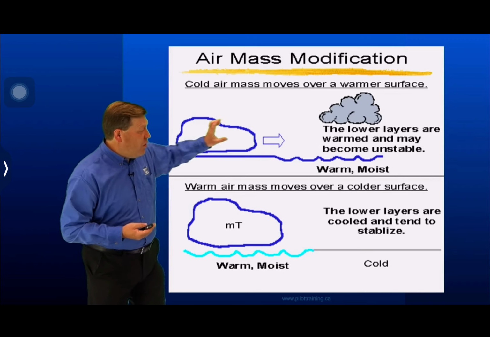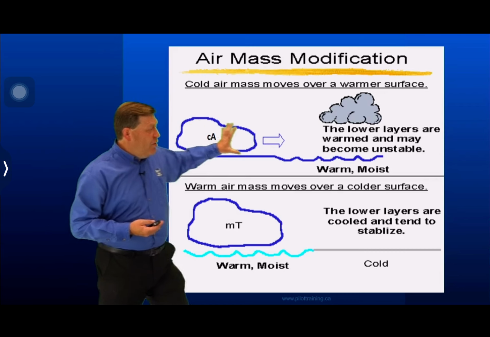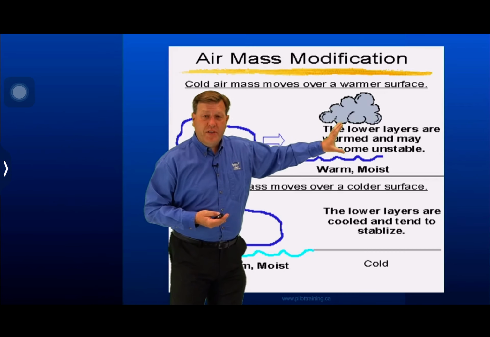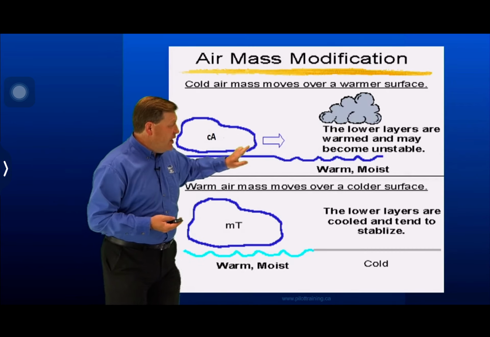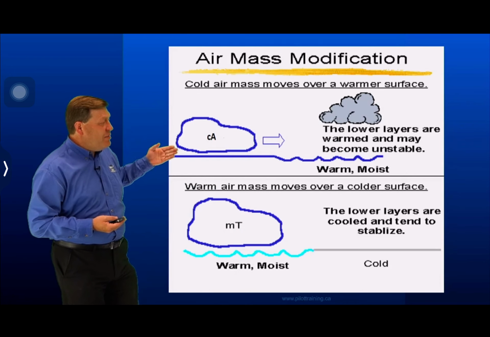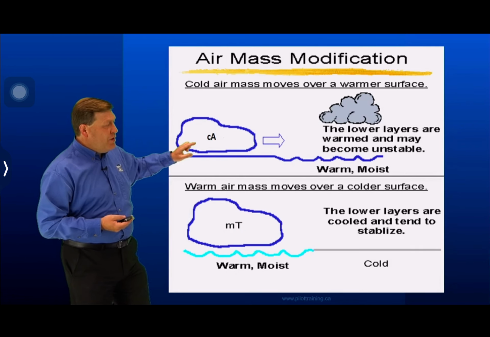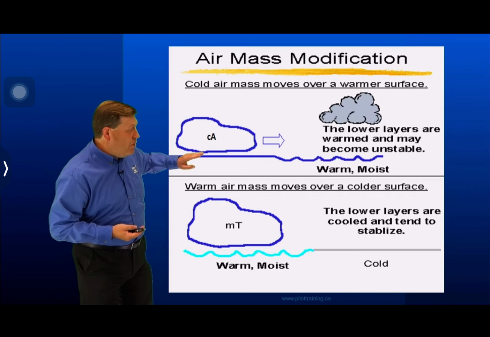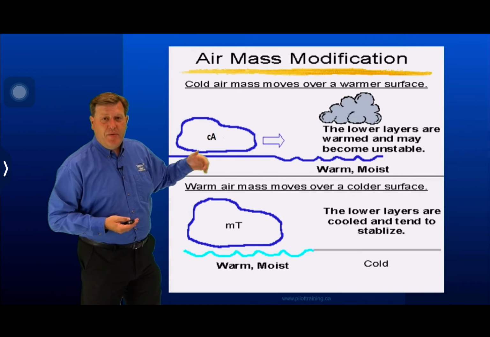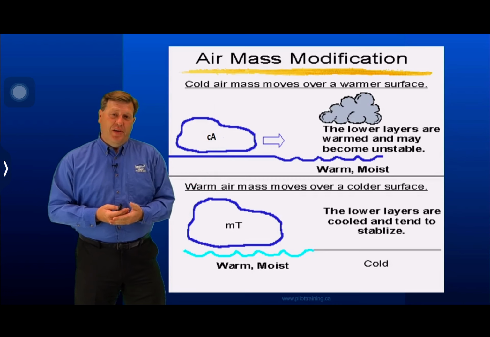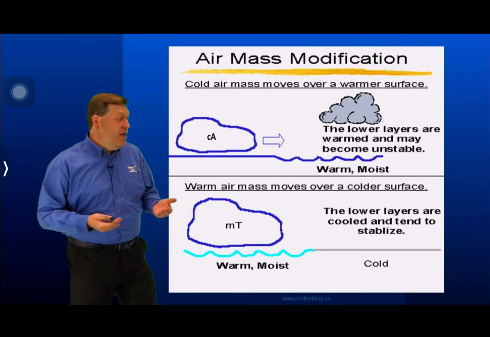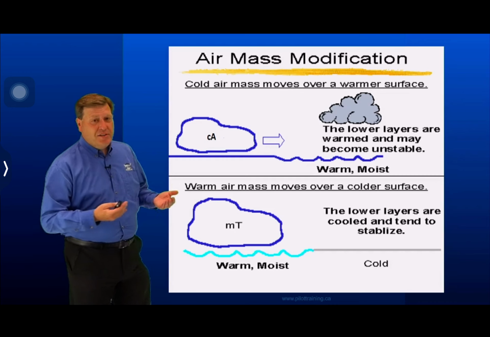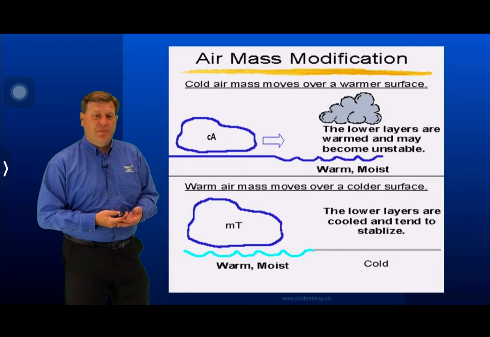Remember, this is cold, so now the whole thing moves over this warm, moist air, so the bottom layers of this air mass start to become warm and moist, while the overlying colder air allows that warm air to move upwards. So now we have some convection starting to happen. And we can end up with an unstable air mass with lots of, say, showers occurring within it.